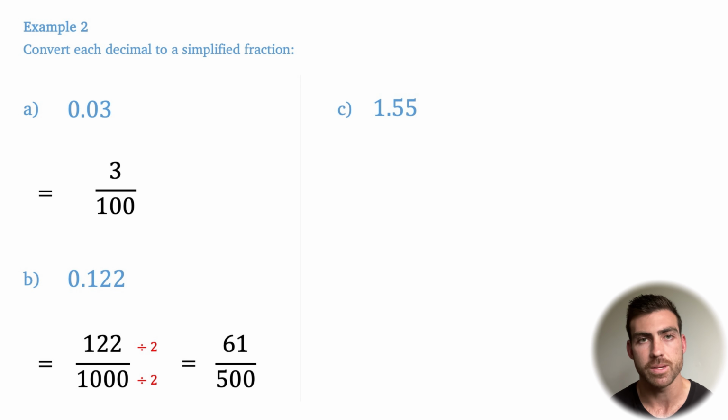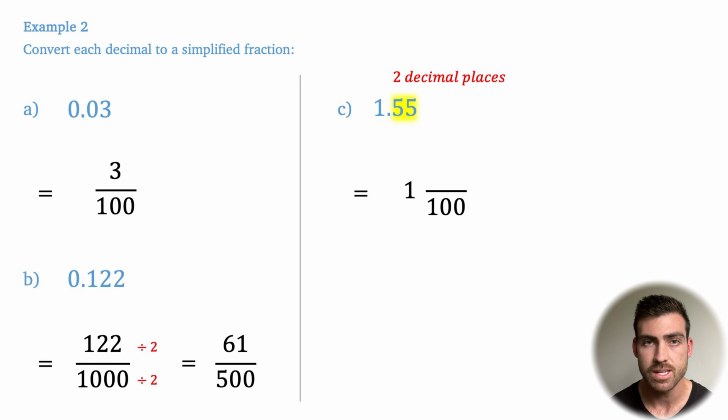In example C, the decimal is a value greater than 1, so we write this as a mixed numeral. The number of whole amounts is 1. Now writing the proper fraction, counting the decimal places, in this case 2 decimal places, which again translates to a fraction with denominator 100. Then the value after the decimal point is the numerator, giving us a fraction 55 out of 100. Simplifying, we get a mixed numeral 1 and 11 out of 20.